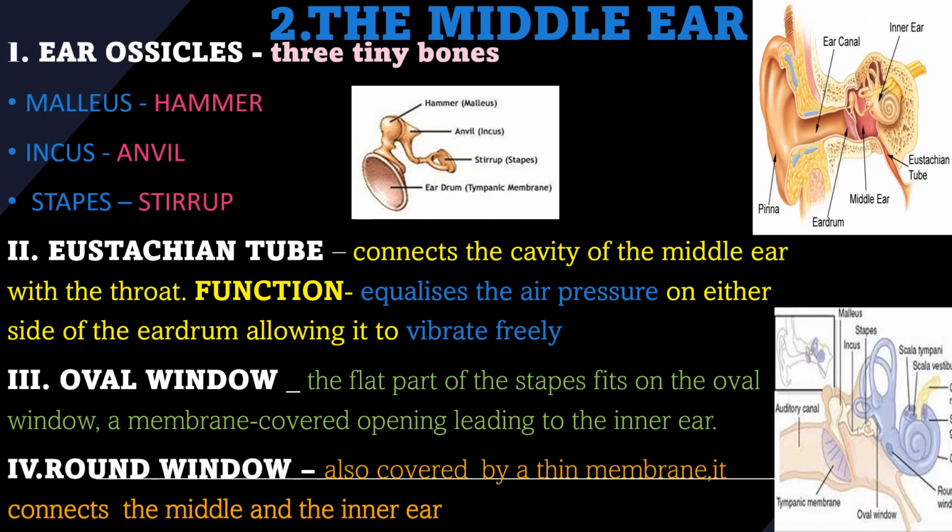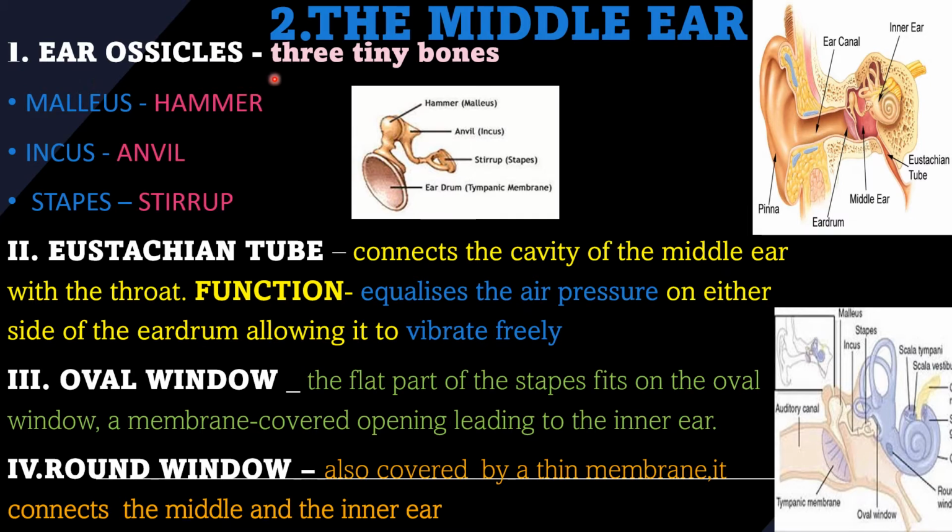The middle ear. The middle ear is the other major division of the ear. It consists of four main parts. First one, ear ossicles, then eustachian tube, oval window, round window. These are the four main parts of the middle ear. First we can go through the ear ossicles.